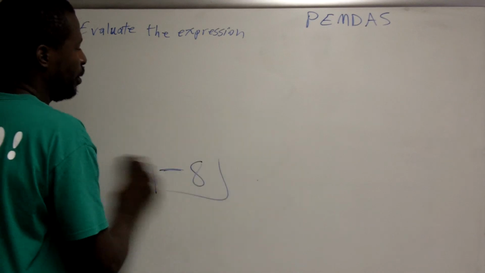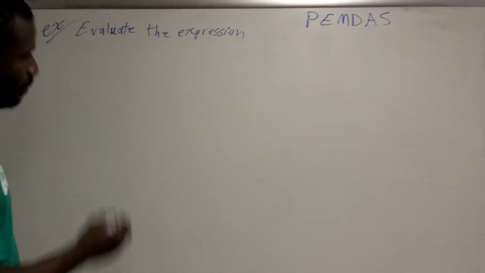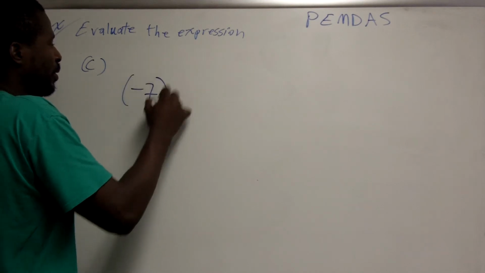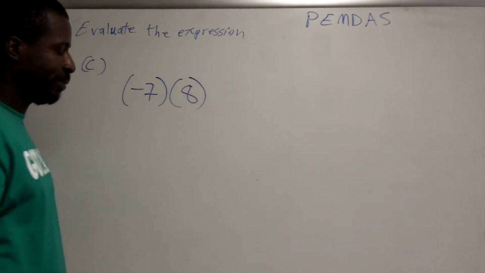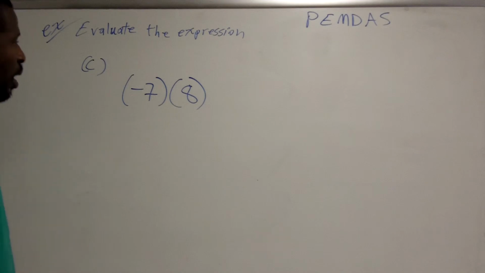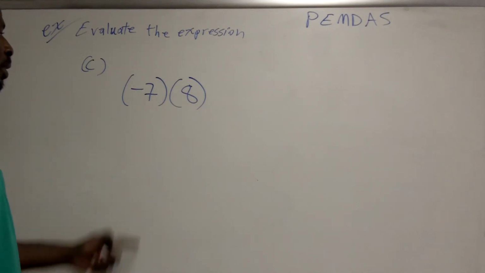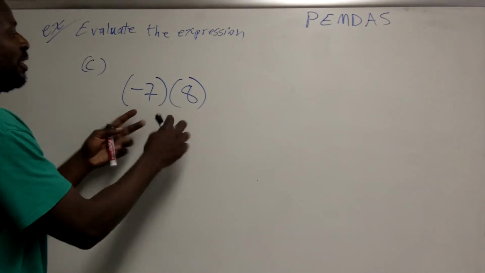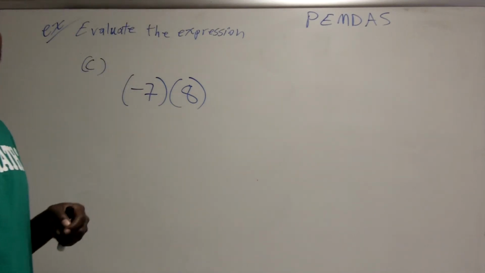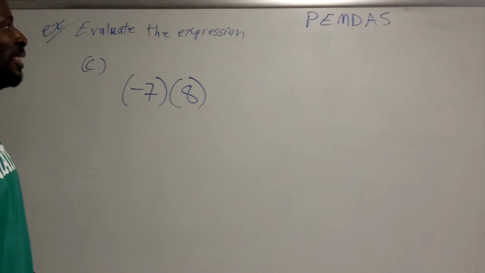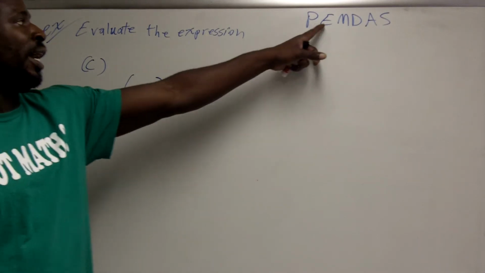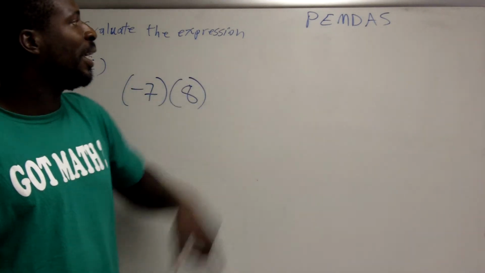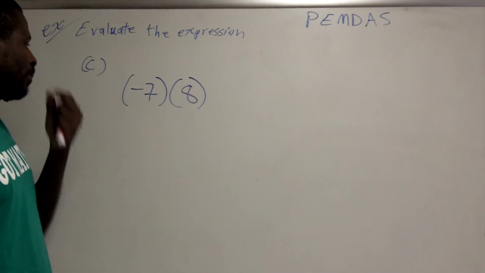All right, let's try another. Part C. Evaluate this expression. We have negative 7 multiplied by 8. Well, this is a multiplication problem. Even though there are parentheses, there's nothing inside of any of the parentheses to do. There are no operations inside of the parentheses. So you'd move on to exponents, and I don't see any exponents. So then it would be multiplication and division. This is a multiplication.